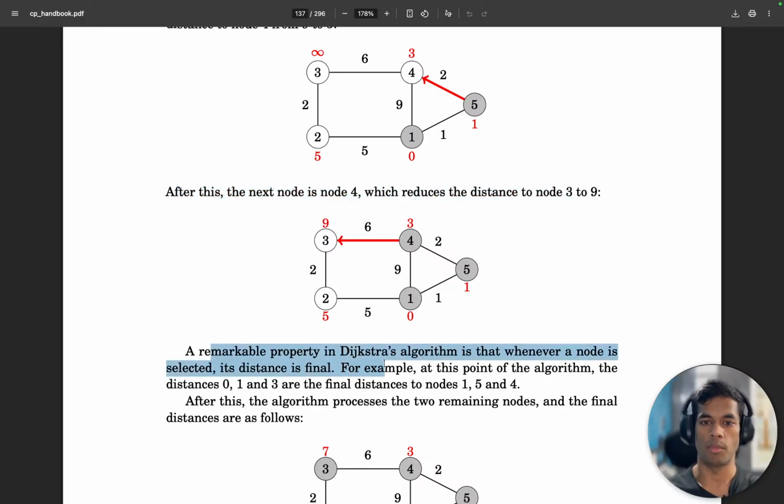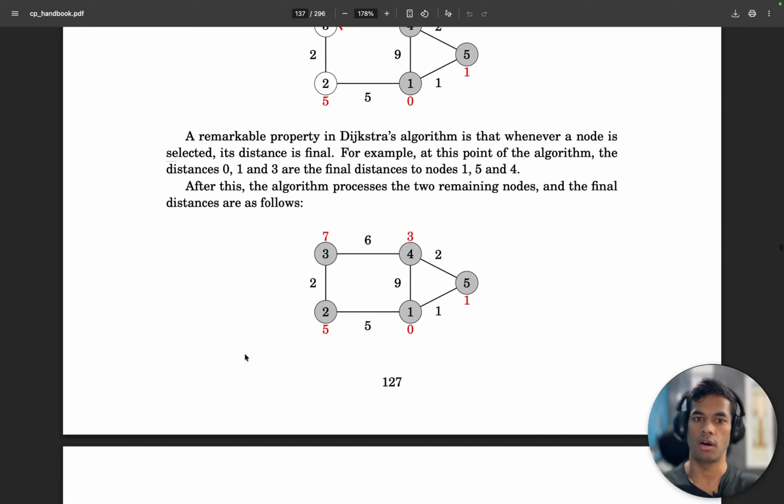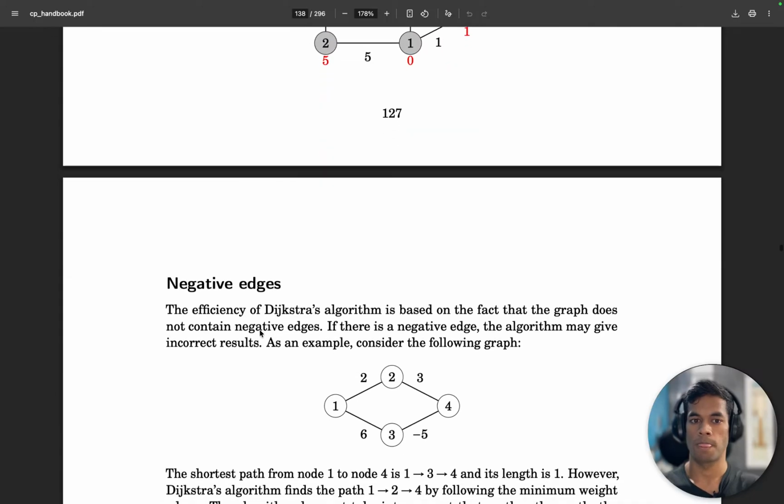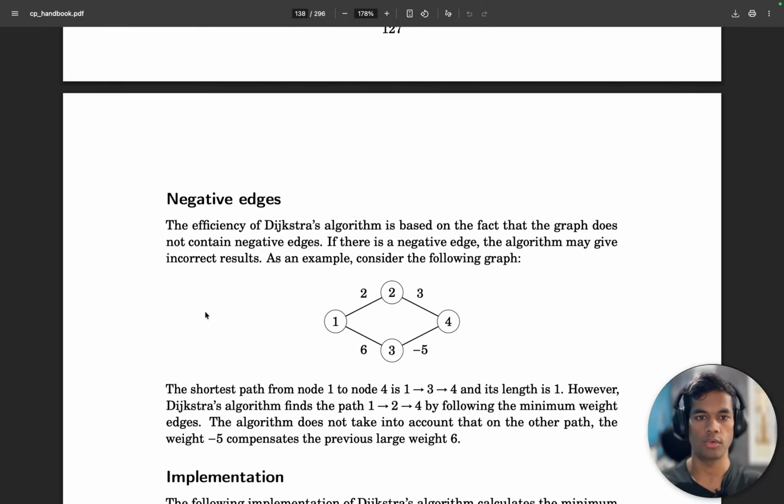A remarkable property in this algorithm is whenever a node is selected, its distance is final. For example, at this point of the algorithm, the distances 0, 1, and 3 are the final distances to nodes 1, 5, and 4. After this, the algorithm processes the 2 remaining nodes and the final distances are as follows. That is amazing. That is actually pretty cool.